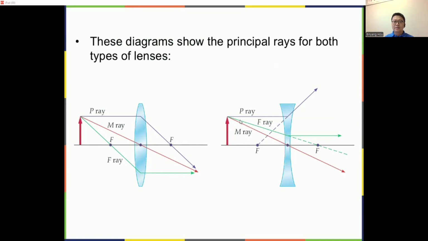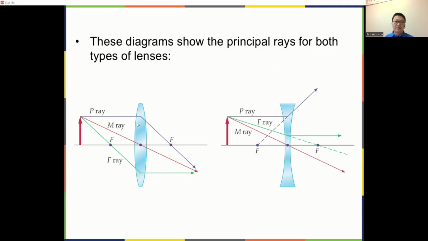For the concave lens here, again, the P ray is deflected, so it appears to be coming from the focal point. The F ray drawn towards the focal point will be deflected parallel. And then the mid ray will again just go through. So in this case, it's diverging the rays as they exit. If you back extend, they should be intersecting at the same point over here. So back extend, this green one should come here. So this will be the location of the image, and it will be a virtual image.